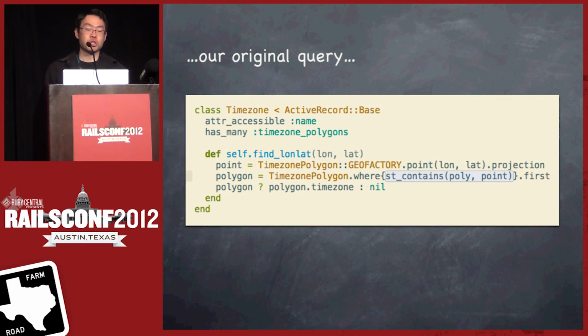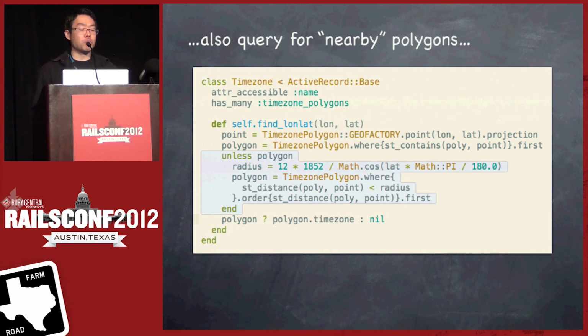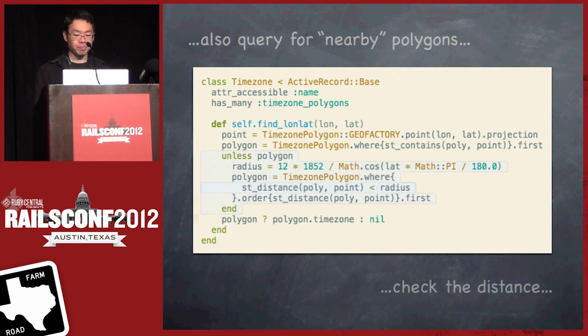Now, remember this was our original query. It simply looks for a polygon that contains the query point. Now, if I'm out in the middle of Puget Sound, this query is going to return back nil. There's not going to be a polygon there. So let's handle that case and do a secondary query. And we'll look for any nearby polygons that are within 12 nautical miles of me. Now, this is a little bit more complex, so let's break it down into some details.